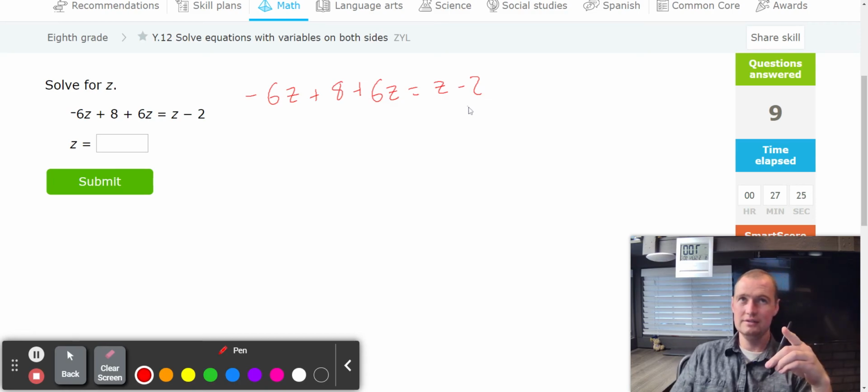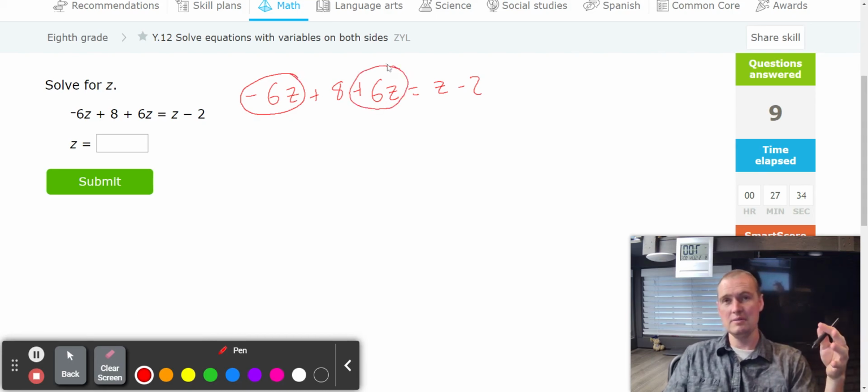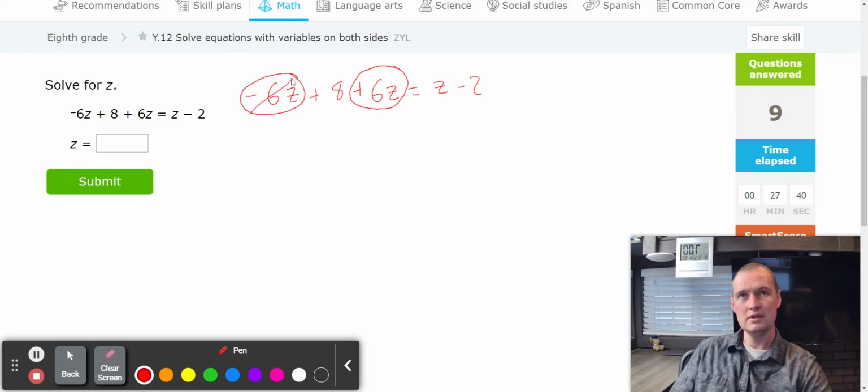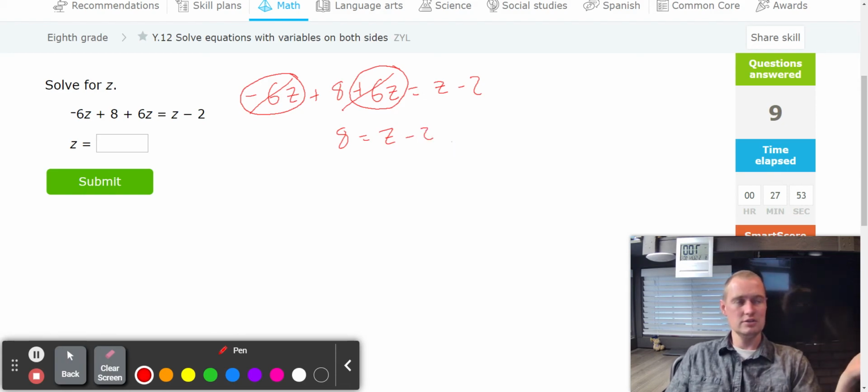Now, check this out. Negative 6Z and positive 6Z are inverses on the same side. In a previous tutorial, we talked about having inverses on the same side. And when that happens, you can save yourself a step and eliminate those. So now, look, check this out. You're back to a two-step equation because we have 8 equals Z minus 2. And actually, that's a one-step equation because there's only negative 2 on the right side with the Z.